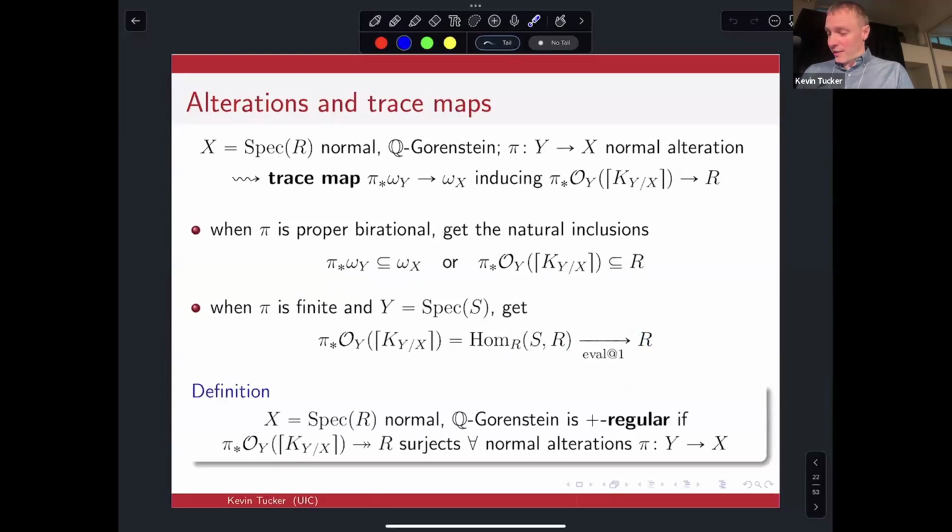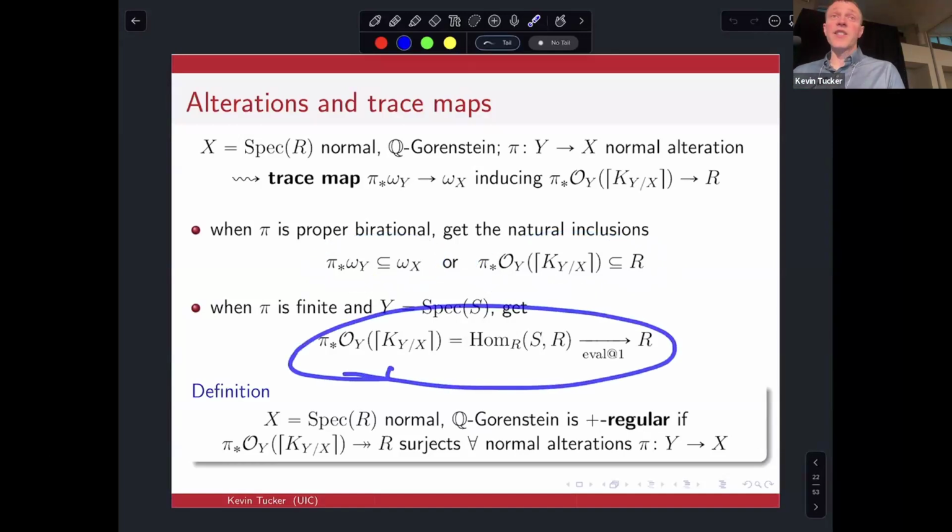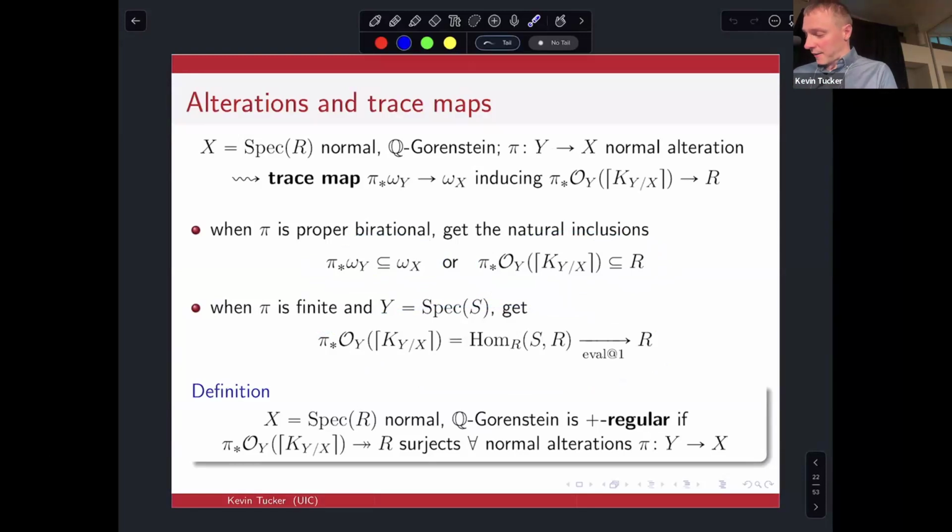So with that as a definition, let me introduce yet another player. We say that X has plus regular singularities if the trace maps from the relative canonical back to the ring surject for all normal alterations. Okay, and again, the mantra here is that this combines some of the ideas used to define KLT or rational singularities in characteristic 0 with the ideas that were used to define splinters in mixed or positive characteristic.